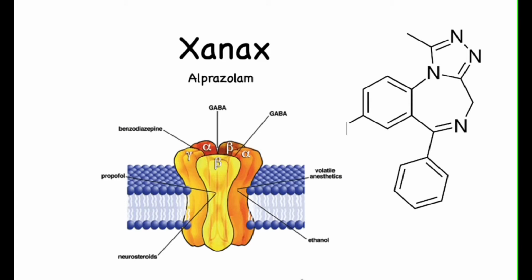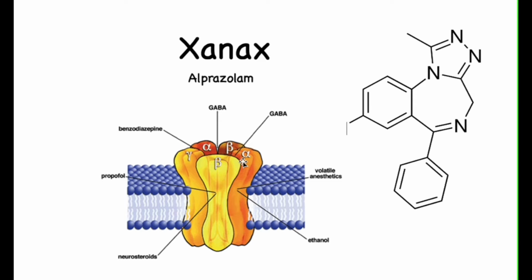Xanax, generic name Alprazolam. It's a drug known as a benzodiazepine, and it's used mainly for anxiety. And we're going to talk about how it works. So this is a structure right here, and it acts on something known as a GABA receptor.